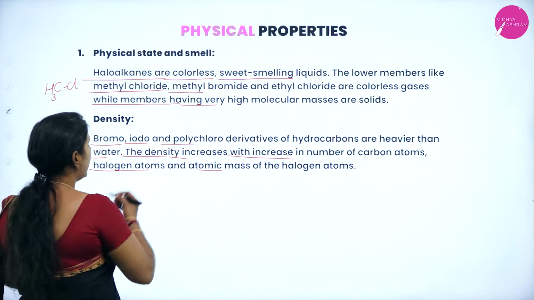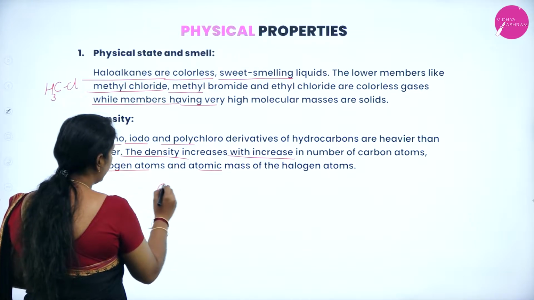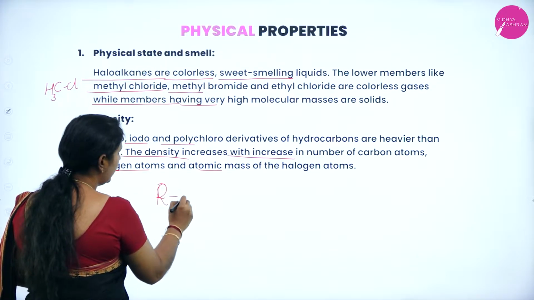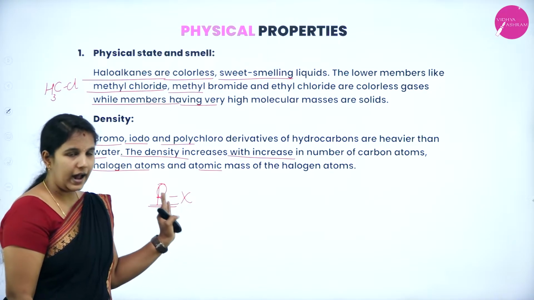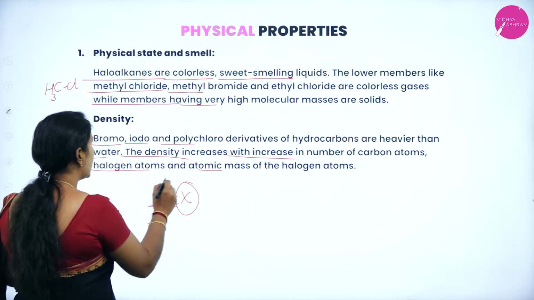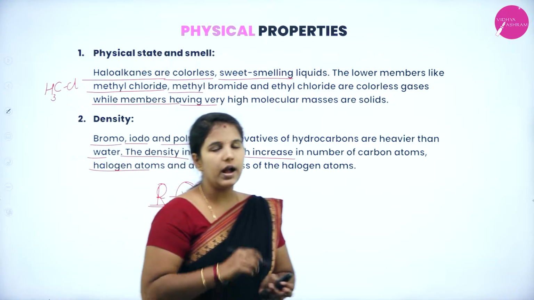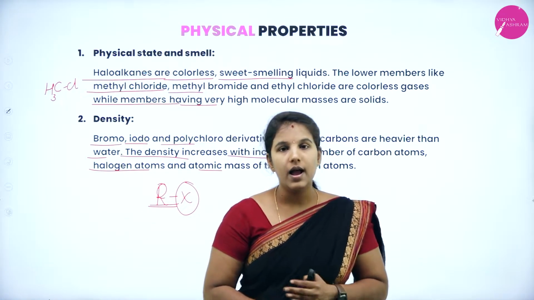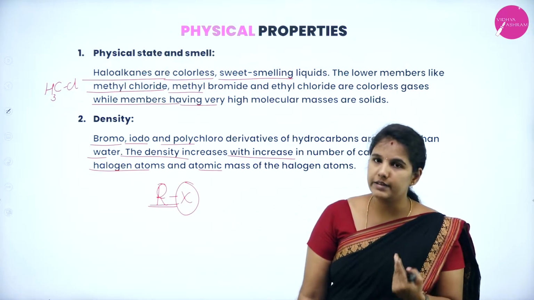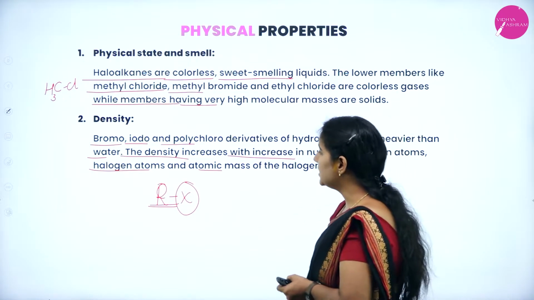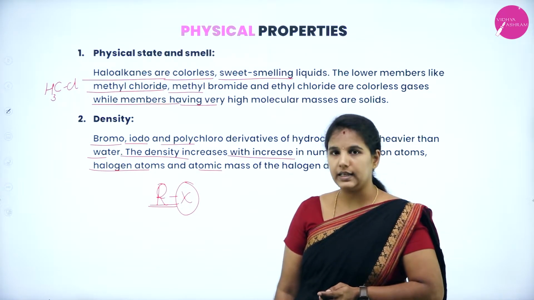We know that haloalkanes are generally represented as RX, right? This R stands for the alkyl group and this X stands for bromo, iodo, chloro or fluoro, and these are the halogen atoms. As the number of carbon atoms increases, density also increases. As the halogen atom size increases, density also increases.